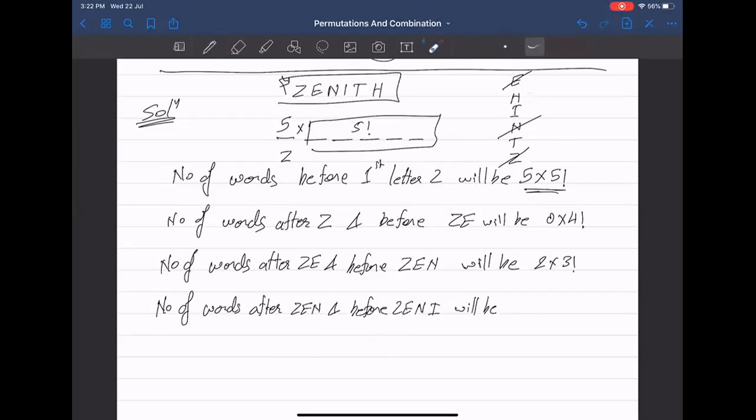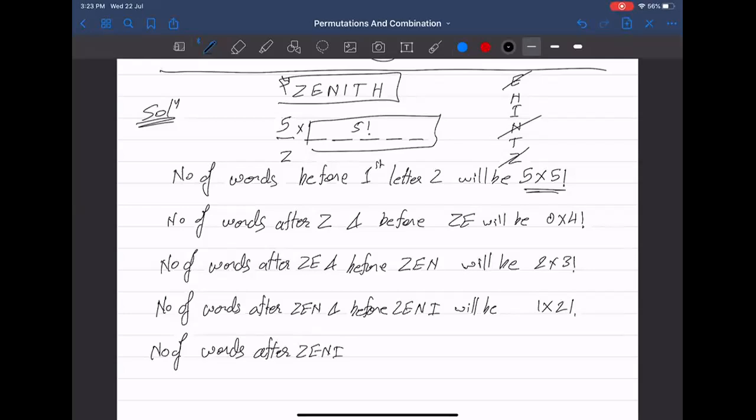When you look at this chart, don't look at E. E तो नहीं हो सकता है ना, because ZE तो आ चुका है. तो I के ऊपर सिर्फ एक ही बचता है. So number of words that can come after ZEN and before ZEI will be 1 into 2 factorial. और perfect है. Number of words अभी समझ में आएगा मैथ्स. ऐसे करेंगे ना तो पूरा समझ में भी आता है.